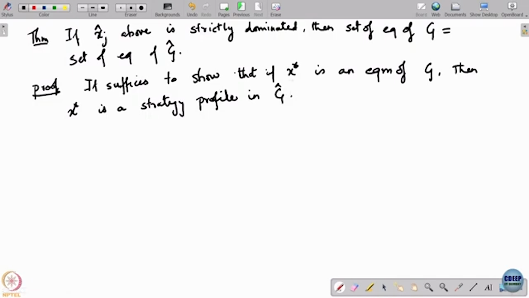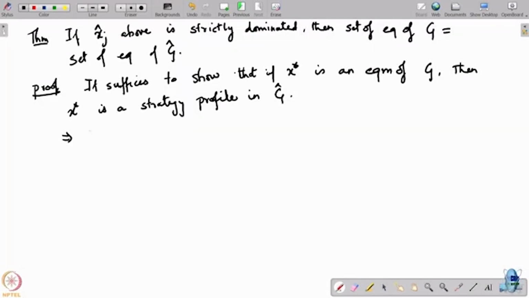We need to argue that if x star is an equilibrium and x hat j is the strategy that you eliminated, then the eliminated strategy could not have been part of any equilibrium, right. If that can be argued, then you are done, because then you are sure that the equilibrium is present even after elimination, right. So, which implies that it suffices to show that x star is not an eliminated strategy.